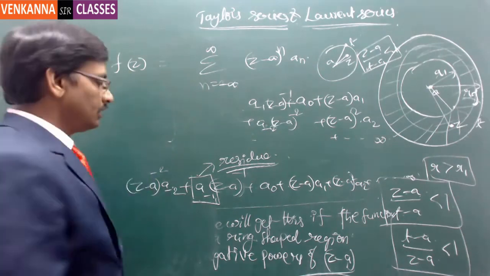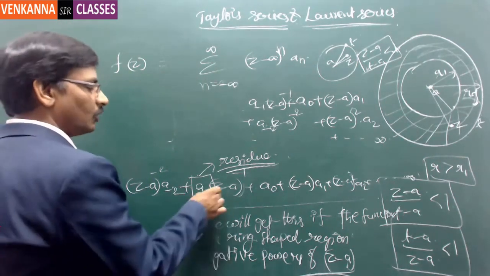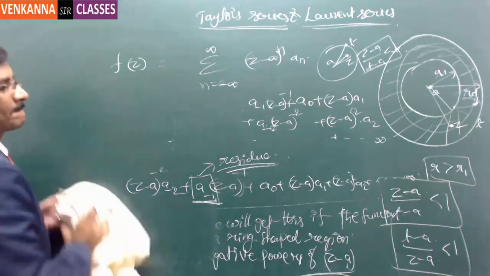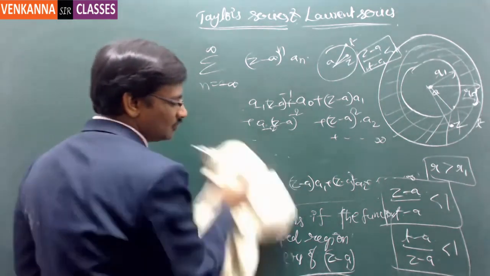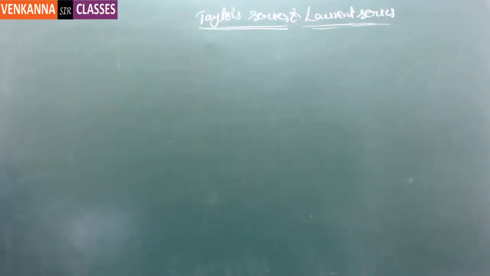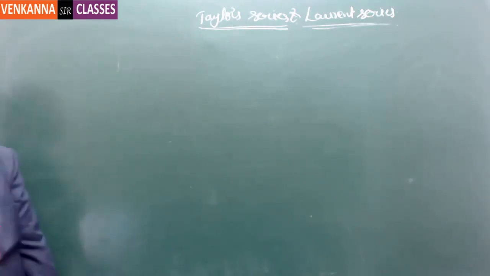Okay. So here you remember that the coefficient of (z minus a) whole power minus 1 is critical, which we are going to use in the residue theorem. Expand f of z is equal to 1 by (z minus 1) into (z minus 2).